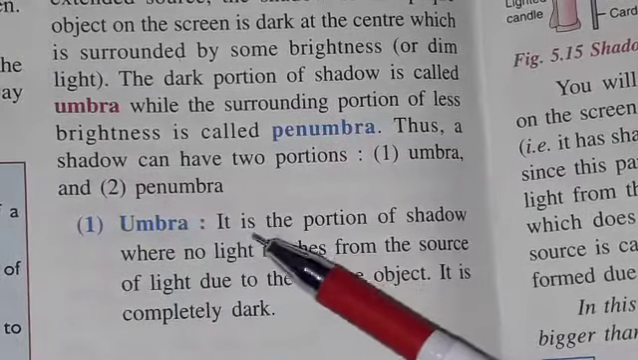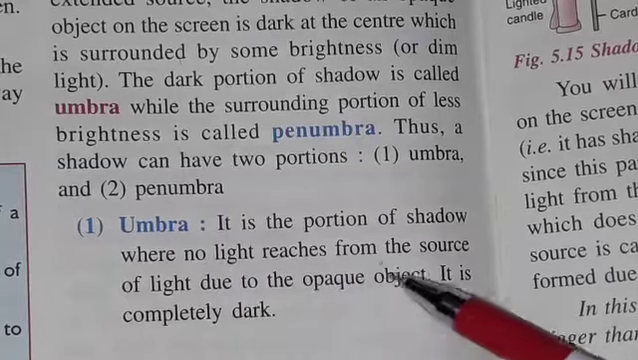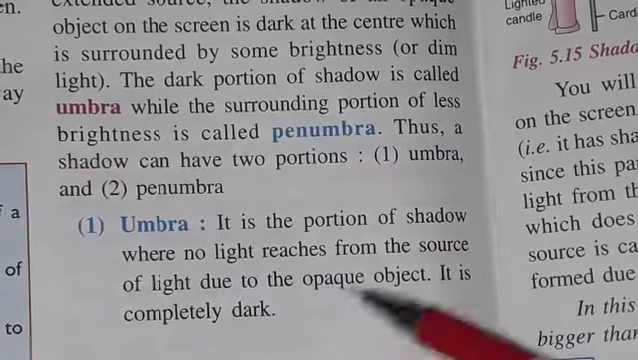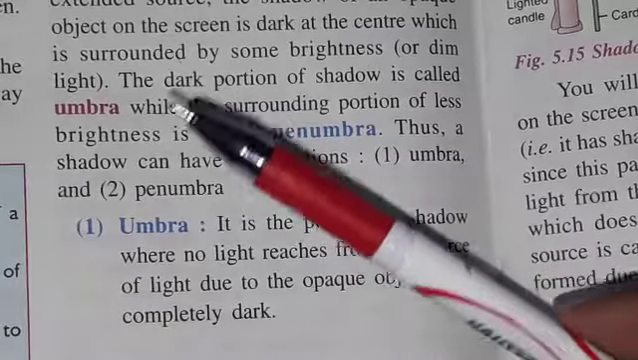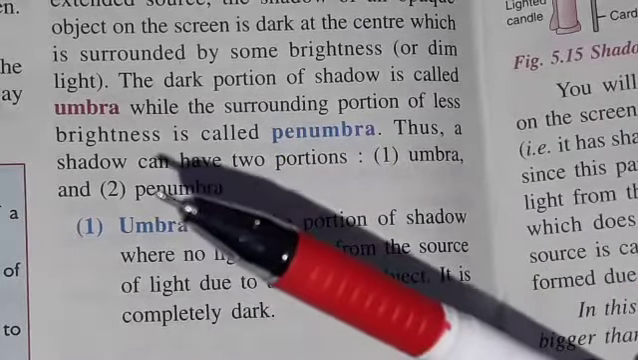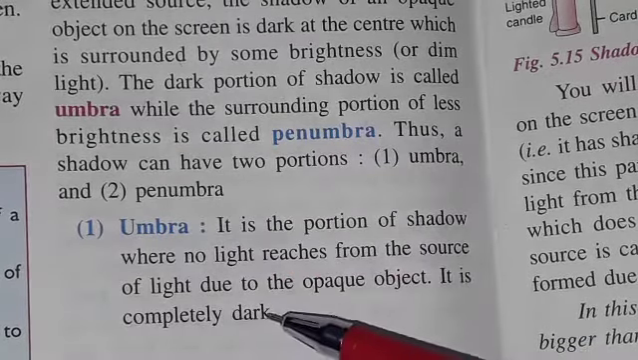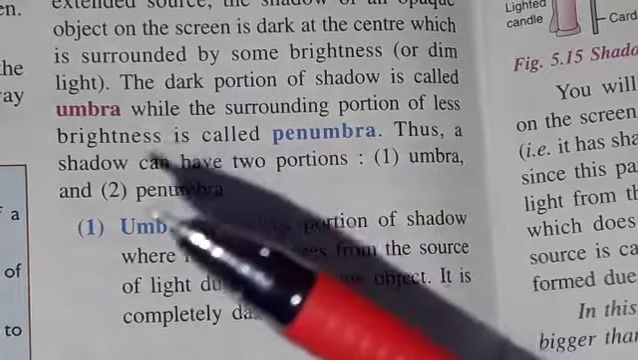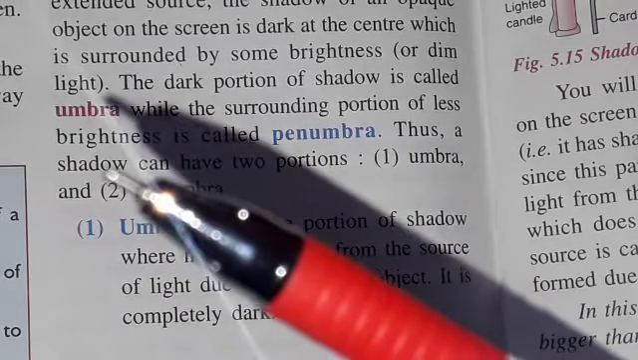So what is umbra? It is the portion of a shadow where no light reaches from the source of light. Due to the opaque object, it is completely dark. Like at this time, you can see the shadow of this pen. It is completely dark, so it is known as umbra. So this shadow is actually umbra, class. This dark portion of shadow is known as umbra.